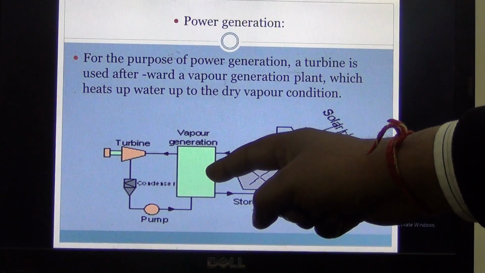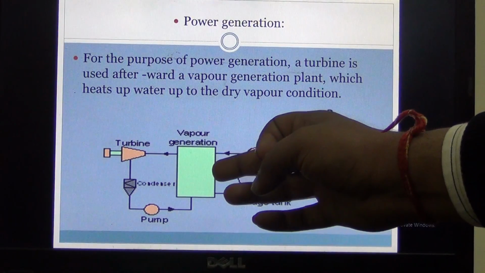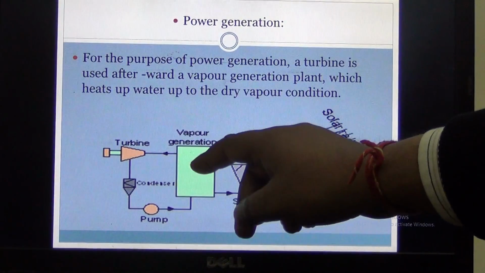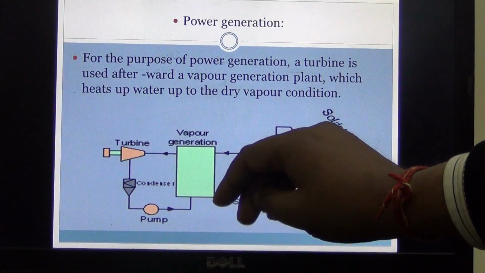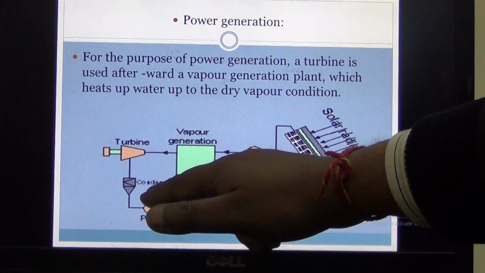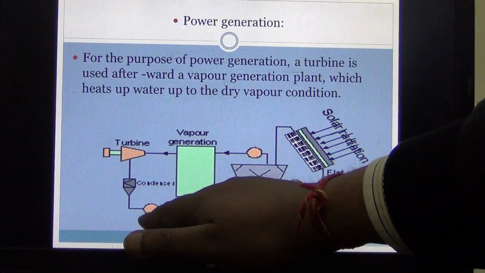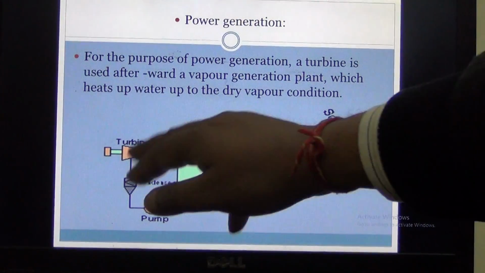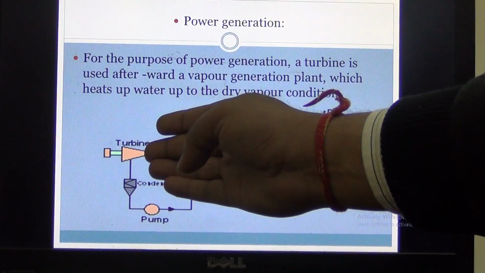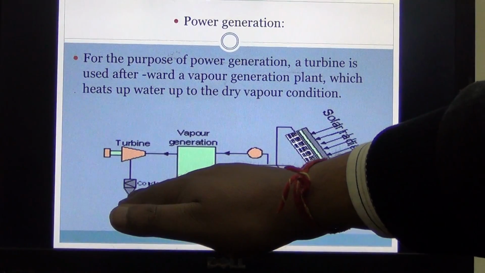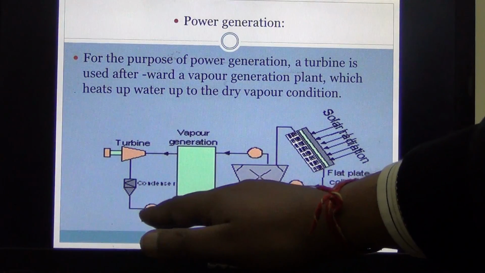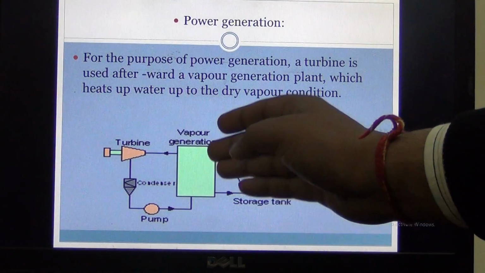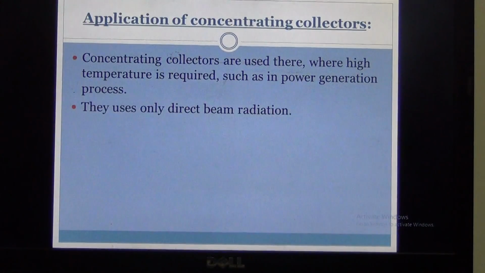Here the vapor generation takes place, and this vapor helps the turbines to move, and this turbine makes the production of electricity. The rest of the vapor is condensed and used by a pump to regenerate the vapor. That's how the mechanism works. It's a cycle. Vapor turns the turbine, and the vapor is condensed to form the liquid part, and this liquid is again converted into vapor using this vapor generation segment.